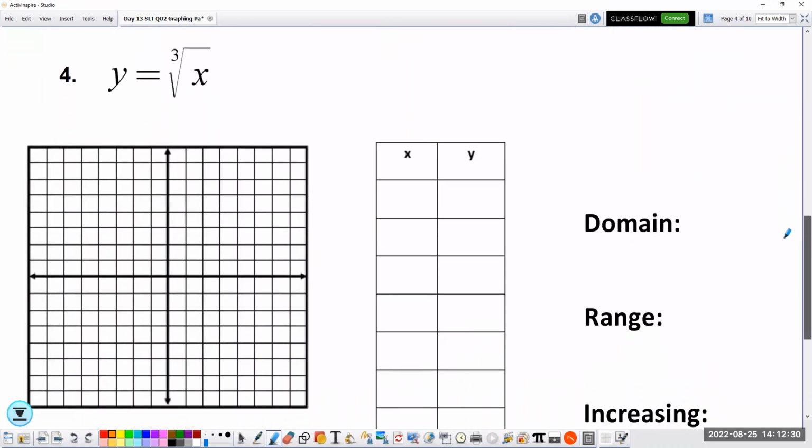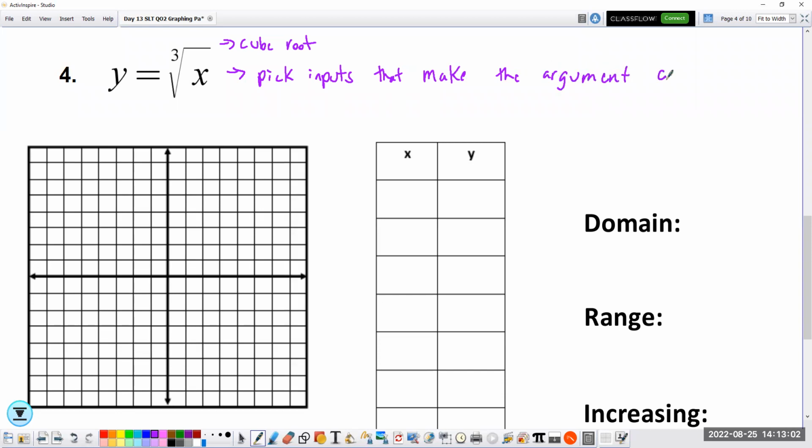The last parent function we're going to graph is the cube root function. Now, the cube root is the inverse of a cube. And just like with the square root, we want to pick good numbers. We want to pick inputs and pick x values that make the argument a perfect cube.